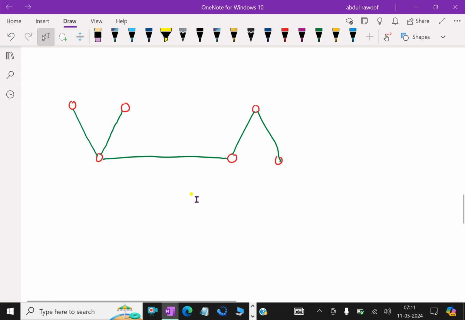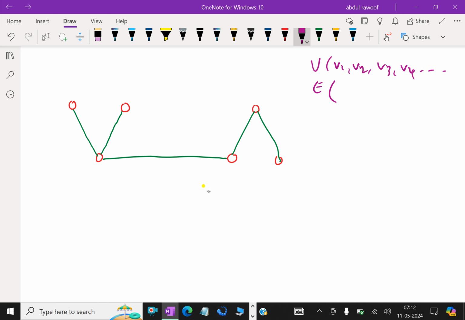Here, we know that a graph G consists of a set of vertices V. Suppose the set of vertices V is V1, V2, V3, V4, like it goes, and the set of edges is E. For example, it is E1, E2, E3, E4, like it goes. Here, look at this.